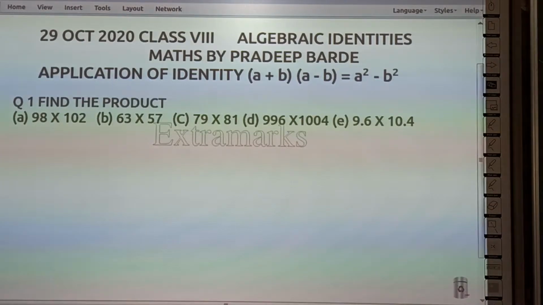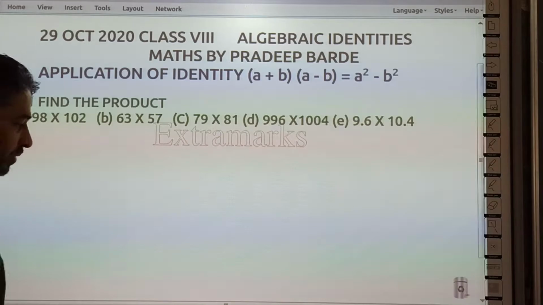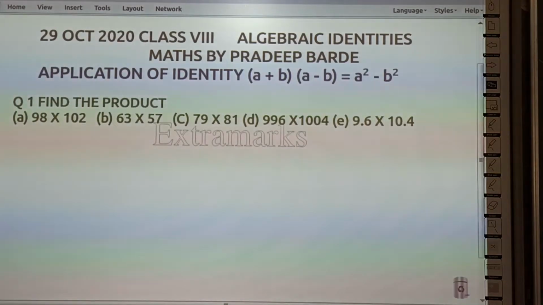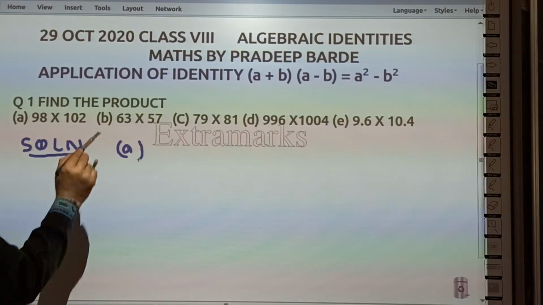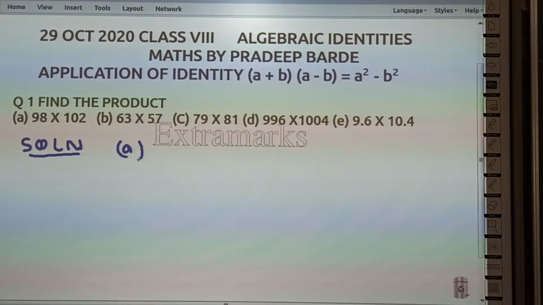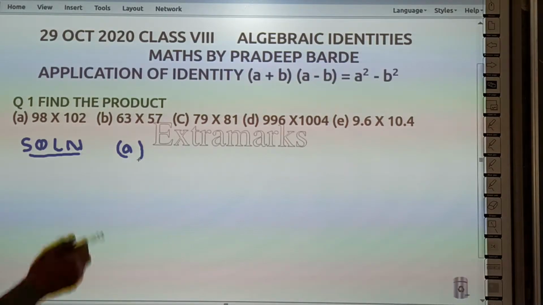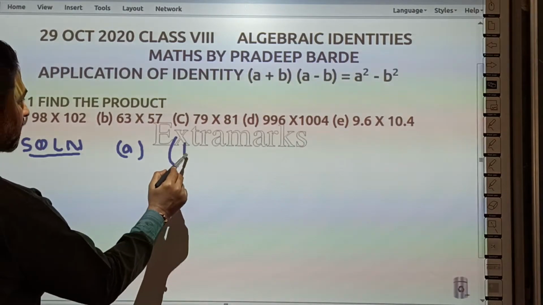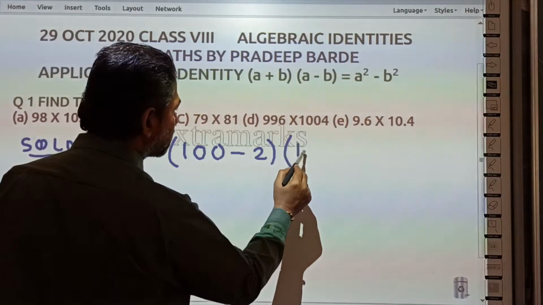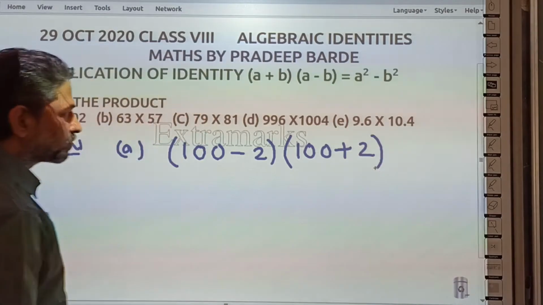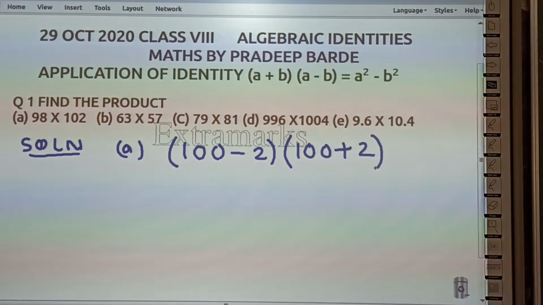Students, you can see some questions are written here. Find the product. The first question is 98 into 102. To multiply this, let's solve the first one. In between 98 and 102, the nearest number whose square we can easily find is 100. So this 98 can be written as 100 minus 2, and 102 can be written as 100 plus 2.